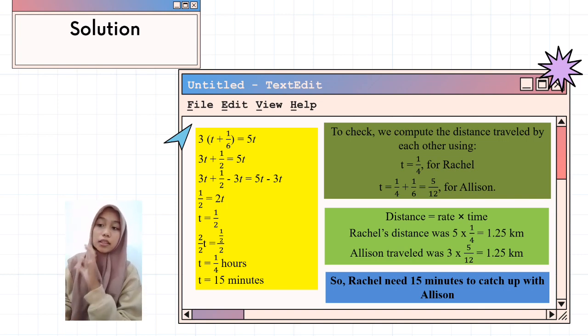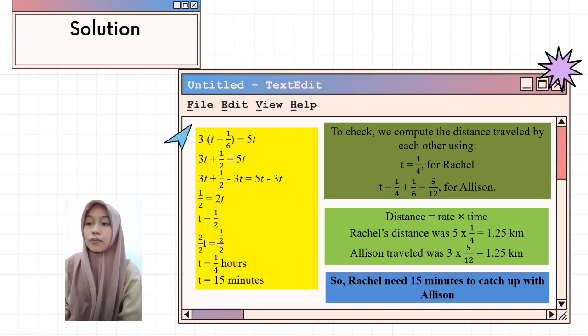Next, we have distance equals rate times time. So Russell's distance was 5 times 1/4 equals 1.25 kilometers, and Allison traveled 3 times 5/12 equals 1.25 kilometers. So Russell needs 15 minutes to catch up with Allison.